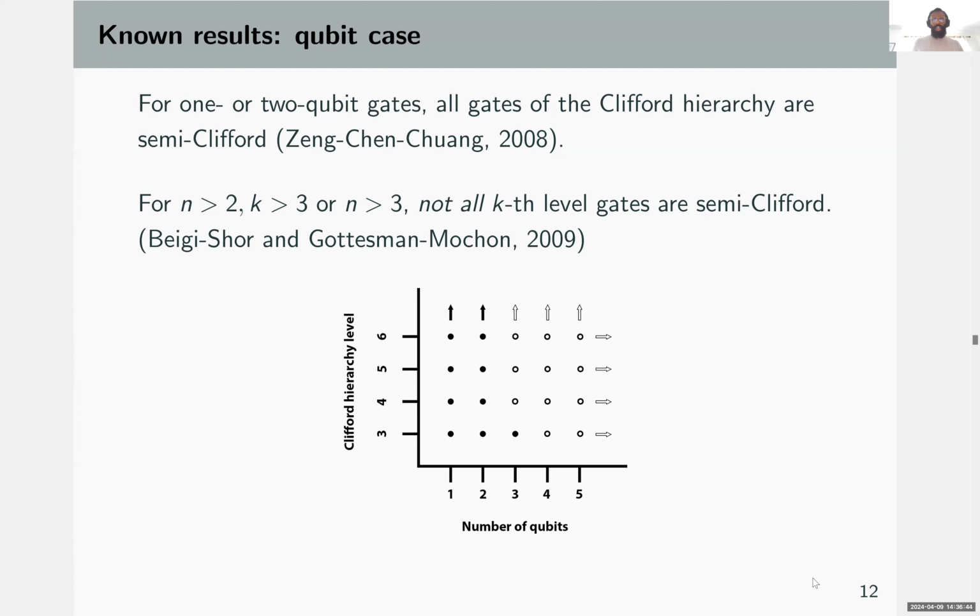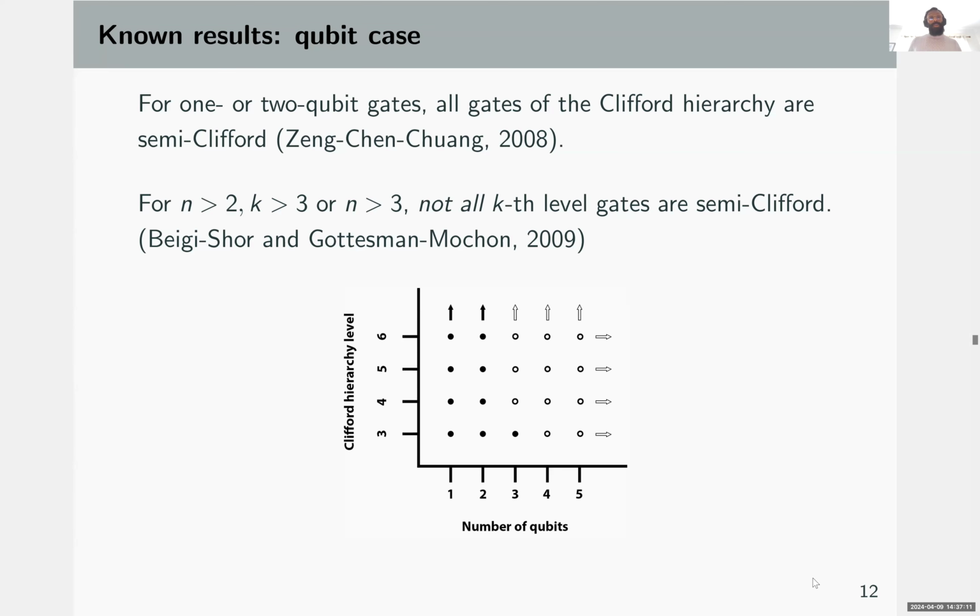So here is a chart of the number of qubits on the bottom, and vertically is the Clifford hierarchy level. So the black dots indicate that for this number of qubits in this level, everything is semi-Clifford. Being in the Clifford hierarchy also means you're semi-Clifford. And if it's a white dot, that means there are known examples of Clifford hierarchy gates at that level that are not semi-Clifford. So it depends on the number of qubits and on the level in the qubit case.